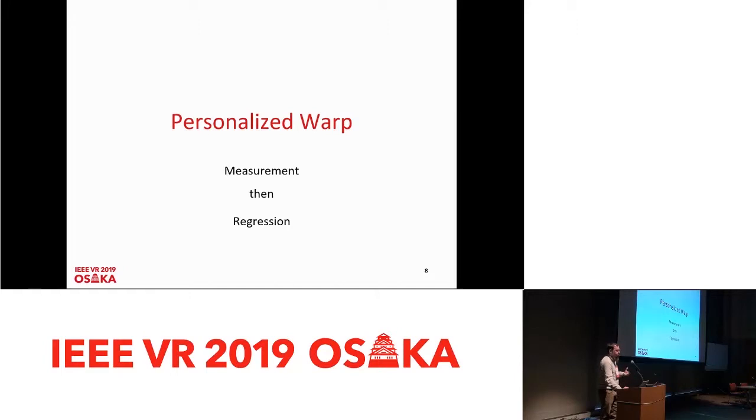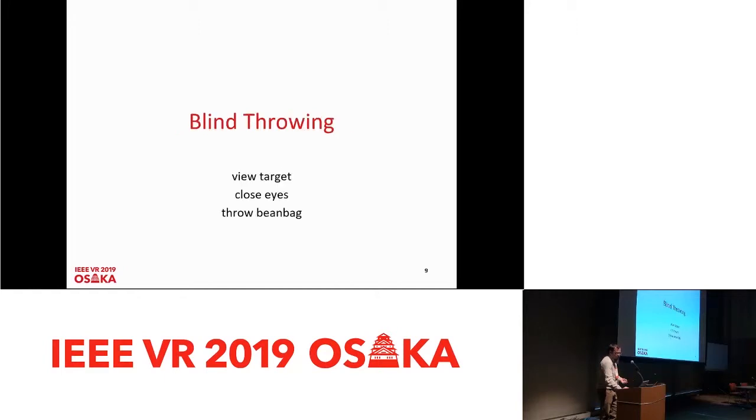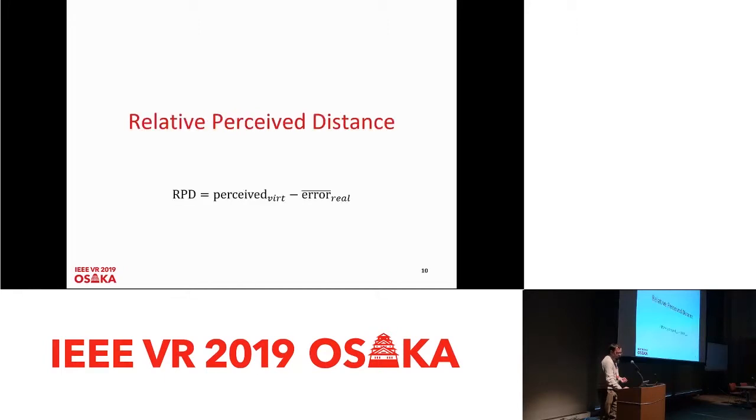In the current work, we attempt to create these personalized warps. We ask participants to provide distance estimates across a range of distances, and then use a linear regression to generate the warp parameters that should, in theory, correct for distance misperception. We measure perceived distance using a blind throwing task. Participants view a target, and then close their eyes and throw a beanbag towards it. The difference between where the beanbag lands and the intended target is taken to be the error in perceived distance. As there's some error when people perform this task viewing real targets, and we're interested in the effect of viewing targets in VR, we subtract the average real environment error from the virtual environment perceived distance estimates to get what we call relative perceived distance.